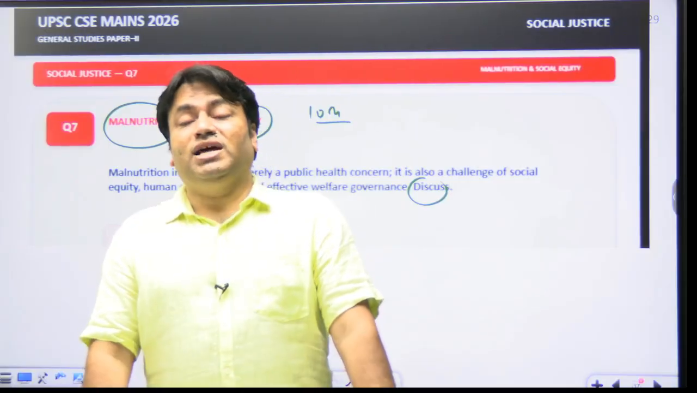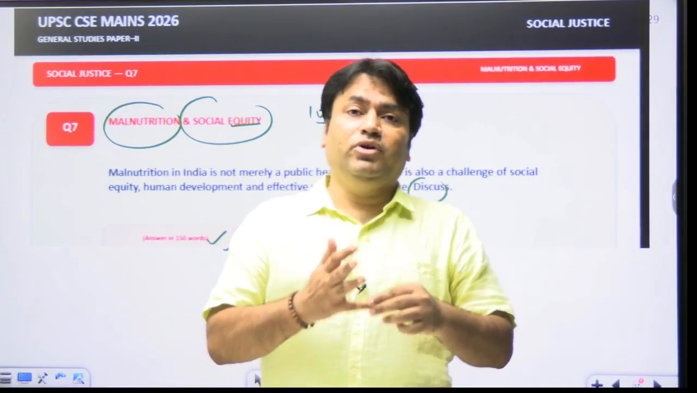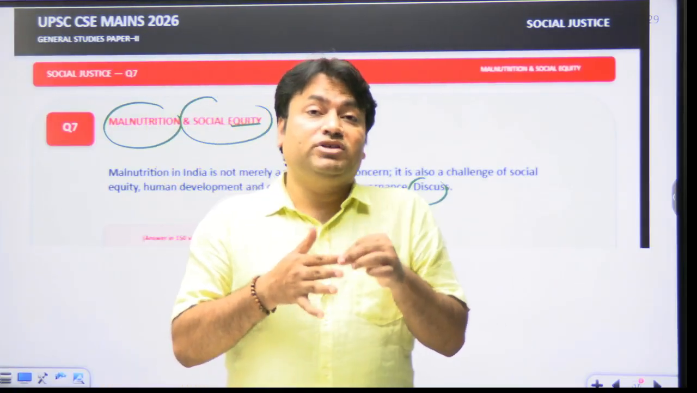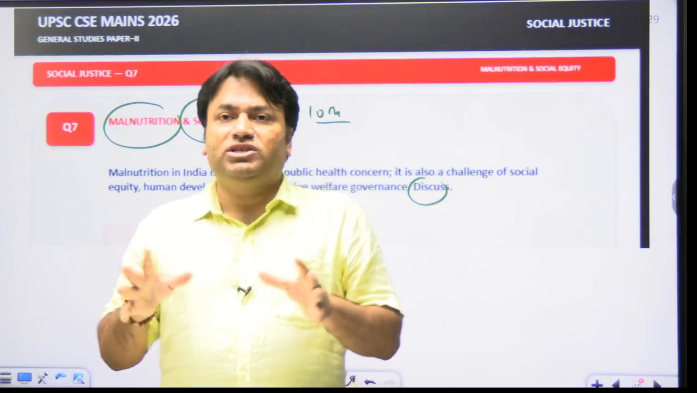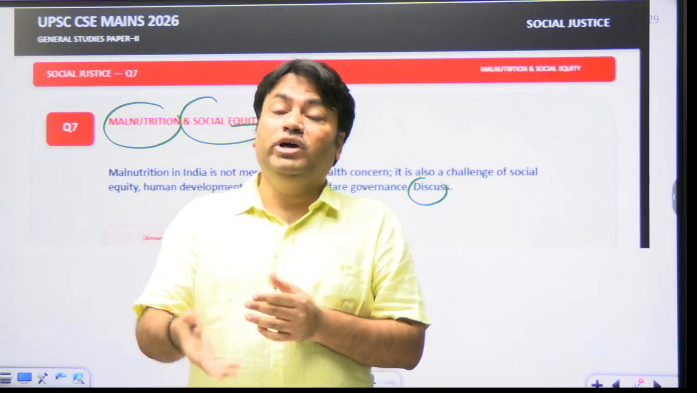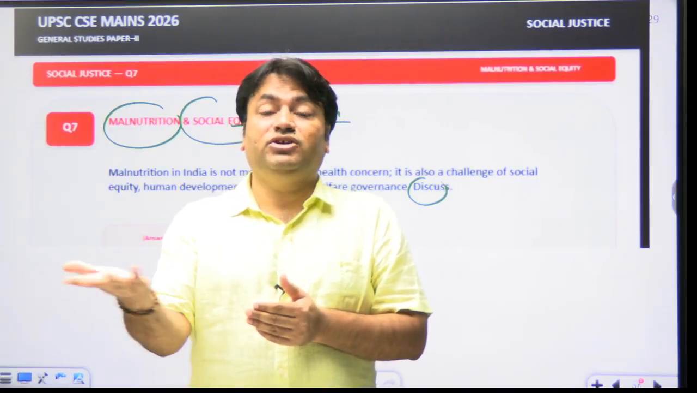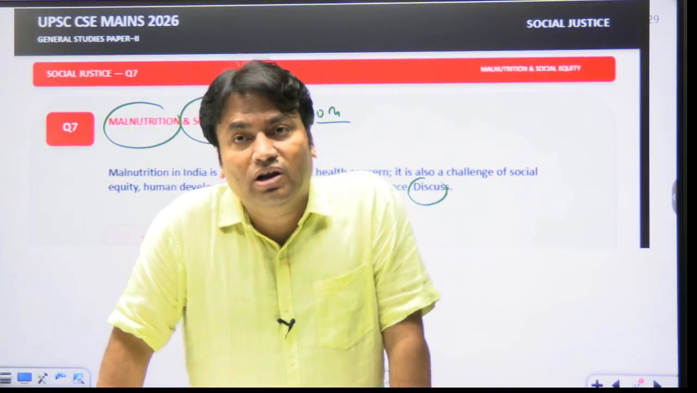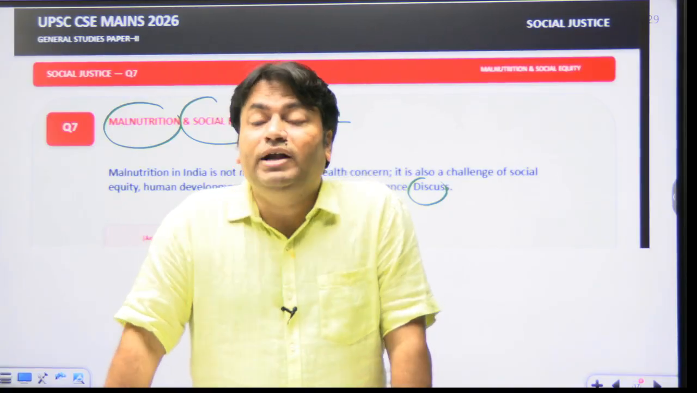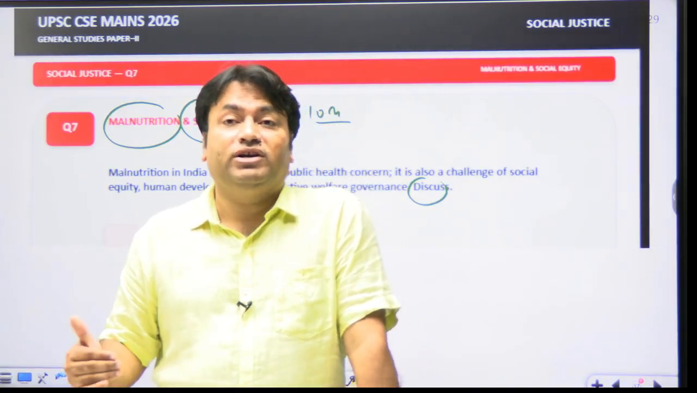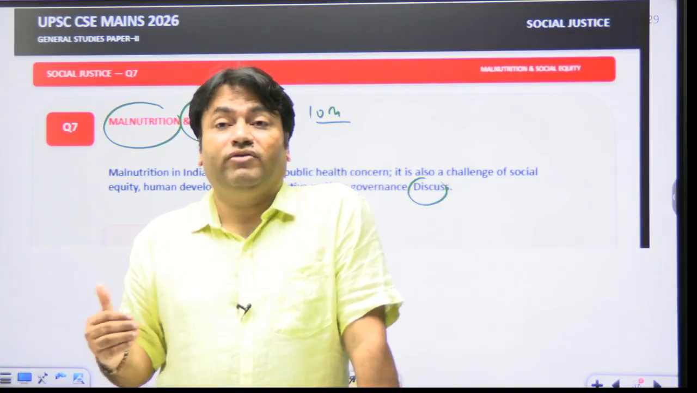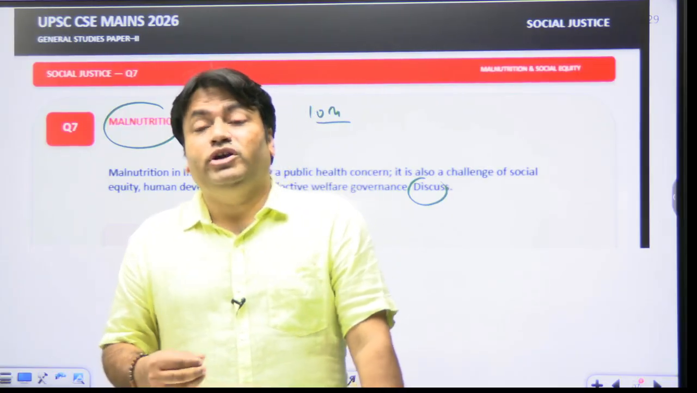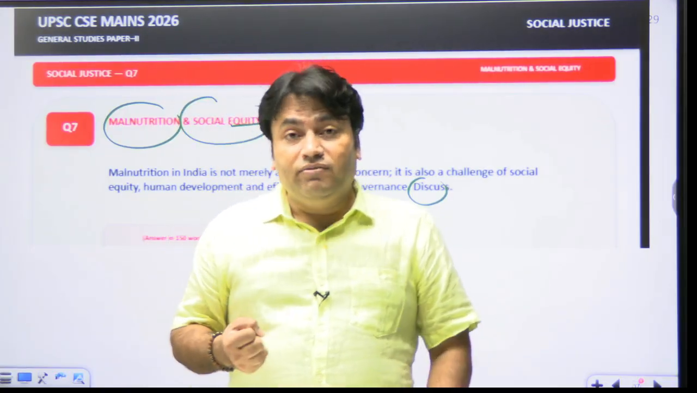In your GS classes, you must have read about this topic: malnutrition, undernutrition, overnutrition, micronutrient deficiencies. You must have read about unequal access to food, unequal access to healthcare, sanitation, and opportunities based on caste, class, gender, region, and poverty. You all are familiar, right? Human development: you must have read about how nutrition affects survival, cognitive development, learning, productivity and future capability.